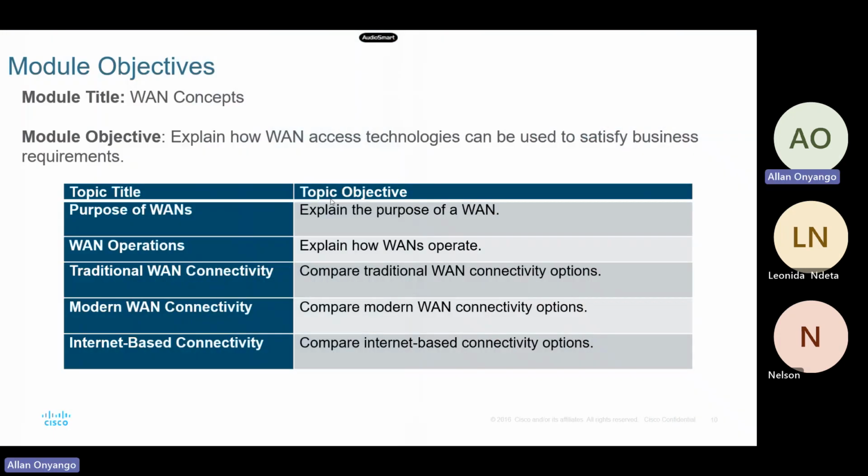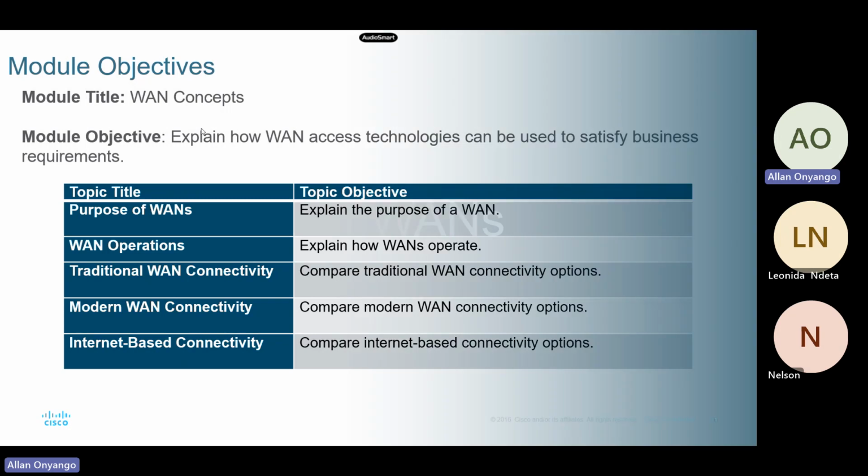And so some of the objectives for our class today, we are basically going to explain how WAN access technologies can be used to satisfy some business needs. We'll also describe the purpose of a wide area network and how wide area networks operate. We'll compare traditional WAN connectivity options to the modern ones. And then we'll also compare internet-based connectivity options. So that is going to be the basics of our learning today. And then when you're done, we can talk about VPNs briefly before we end this.